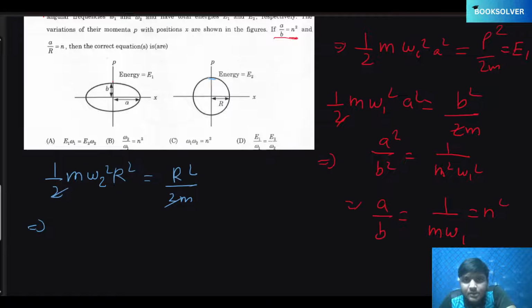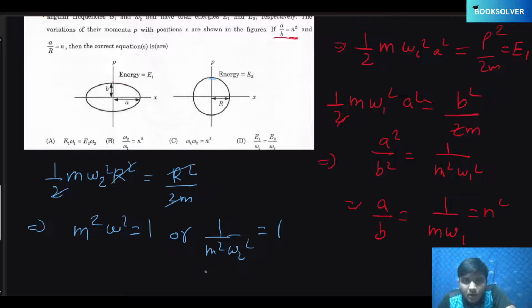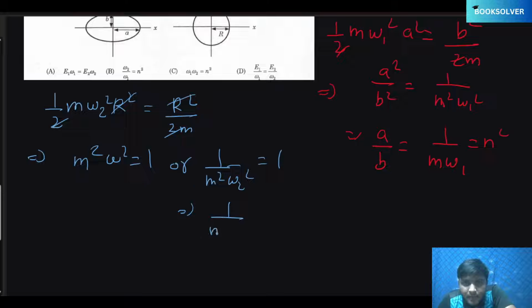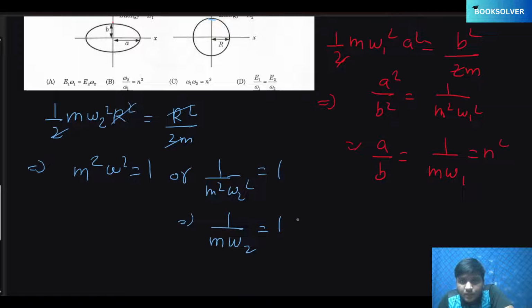We want some relation, this time, between a and r, but there is no a and r given here. So what we can do is first cancel our r here. We get m square omega 2 square is equal to 1, or 1 by m square omega 2 square is also equal to 1. Since we can take the square root on both sides, we get 1 by m omega 2 is equal to 1.